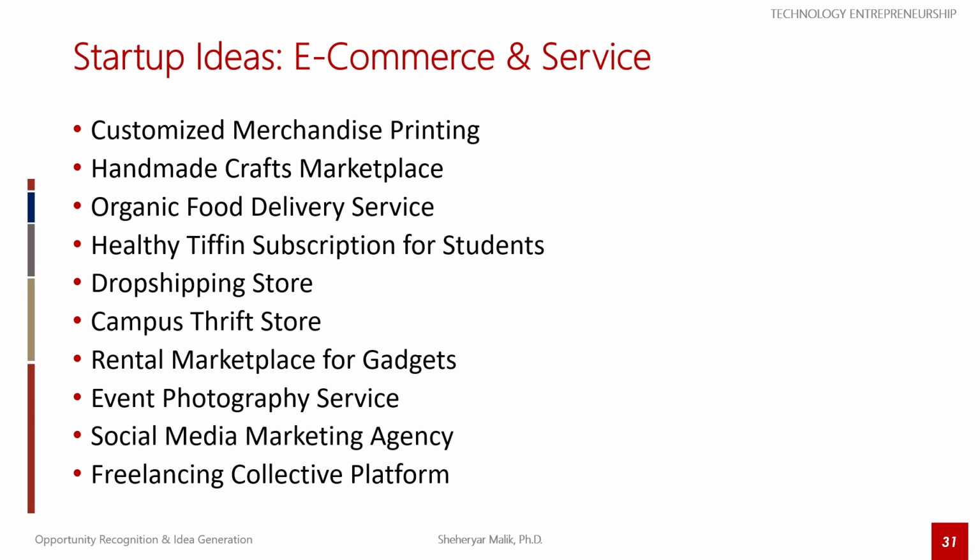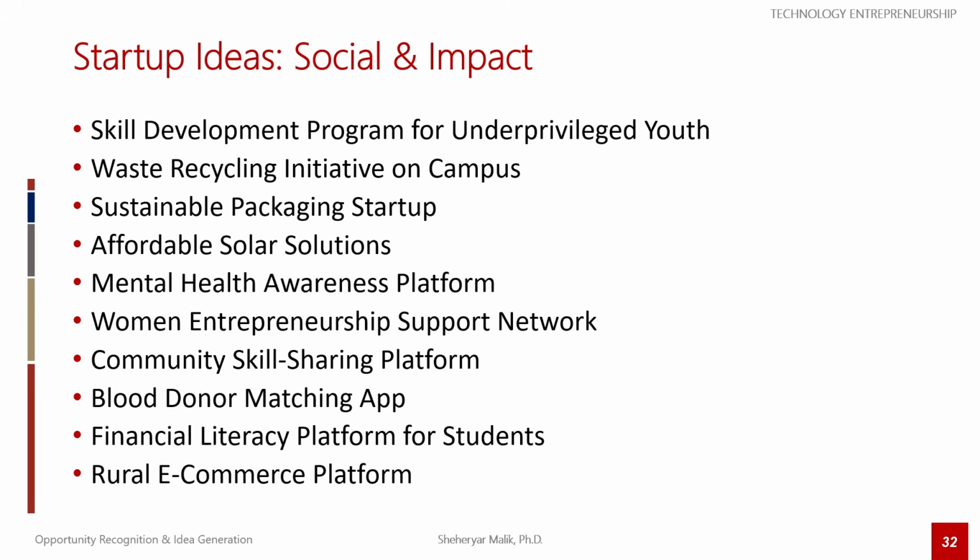Then, if you talk about e-commerce and services, we can have customized merchandise printing. We can have a handmade craft marketplace. We can have organic food delivery service. We can have healthy tiffin subscription for the students. We can have a drop shipping store. We can have campus thrift store. Then a rental marketplace for gadgets, where people can place their gadgets, and others can rent those gadgets. Then event photography service, social media marketing agency, then freelancing collective platform.